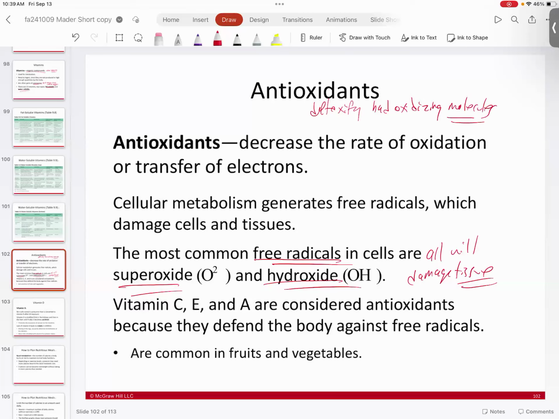And so we have this a lot, right? So some vitamins are very antioxidizing. So C, E, and A. It's the reason why we like to take those. So we'll see a lot of these in fruit and things of that nature.